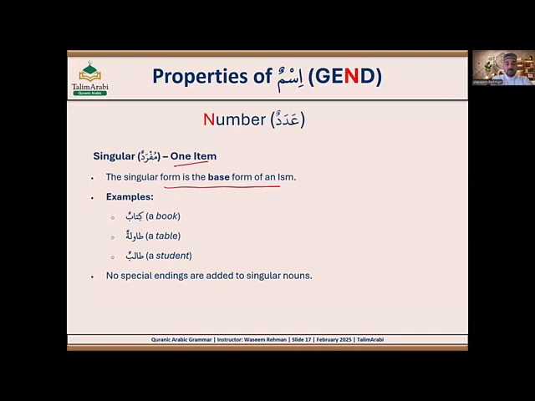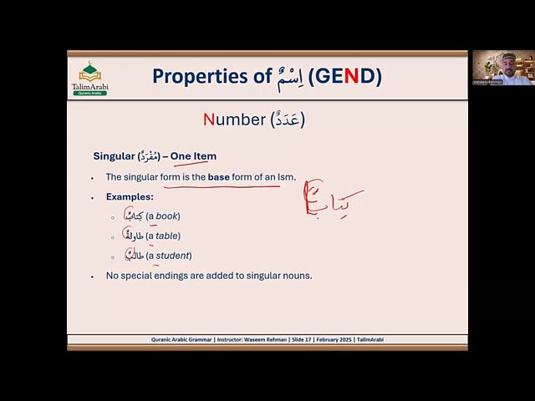So kitabun, a book. Tawilatun, a table also. Whenever you have a nakira, an indefinite noun with tanween, always use "a". So kitabun, tawilatun, talibun. Even if you have kitaban, the number does not change. Because of this fatha tanween, the number doesn't get changed.